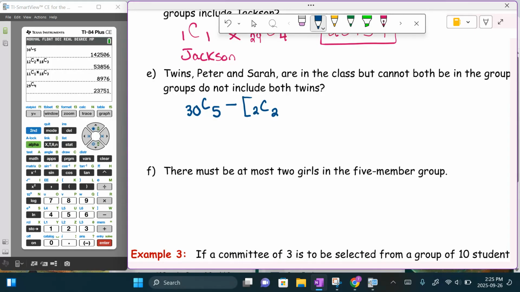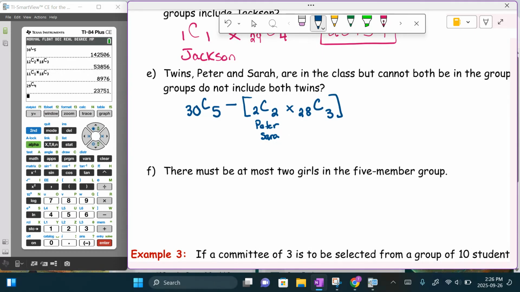That guarantees, or could you technically go 1 choose 1 times 1 choose 1 to get both twins in it? Yeah, but can't I just do 2 choose 2 guarantees Peter and Sarah. So this guarantees Peter and Sarah times, right, how many leftover students are there? 28. And we're choosing how many more? 3 more.